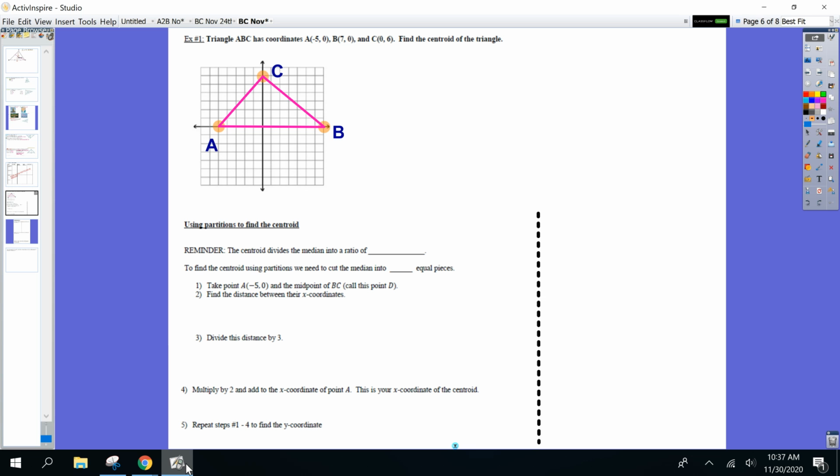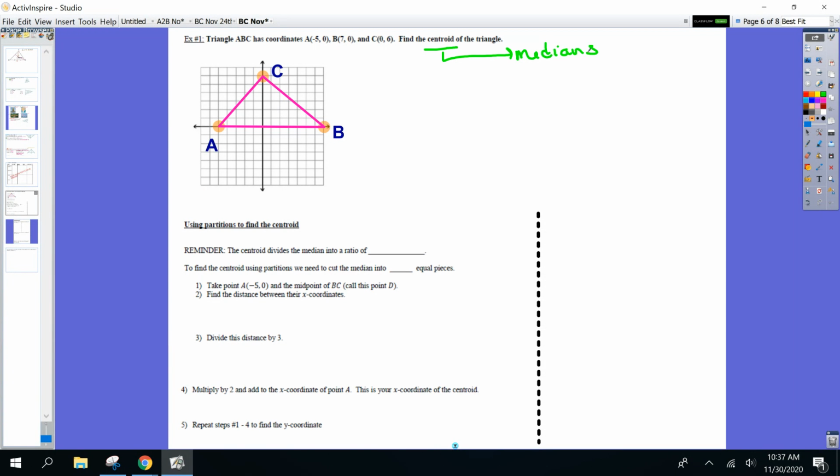All right, I want to start today's class by reviewing the centroid again, the intersection of the medians. So I'm going to do the same activity we did in class on Tuesday, but there's going to be a little problem at the end of this activity.